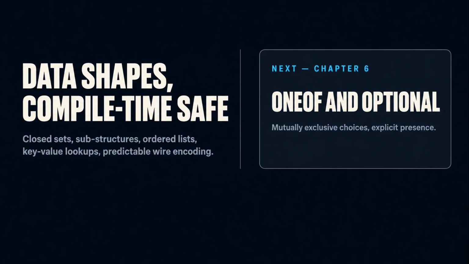You now have the Protobuf vocabulary for modeling real data, closed sets, substructures, ordered lists, key value lookups, all with compile time safety and predictable wire encoding. Next chapter, we look at oneof and optional fields, 2 features that let you express mutually exclusive choices and explicit presence inside a single message.